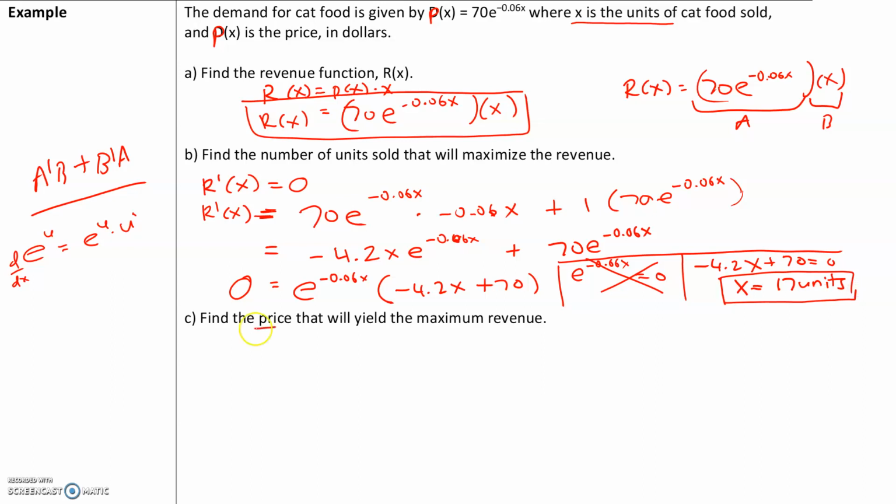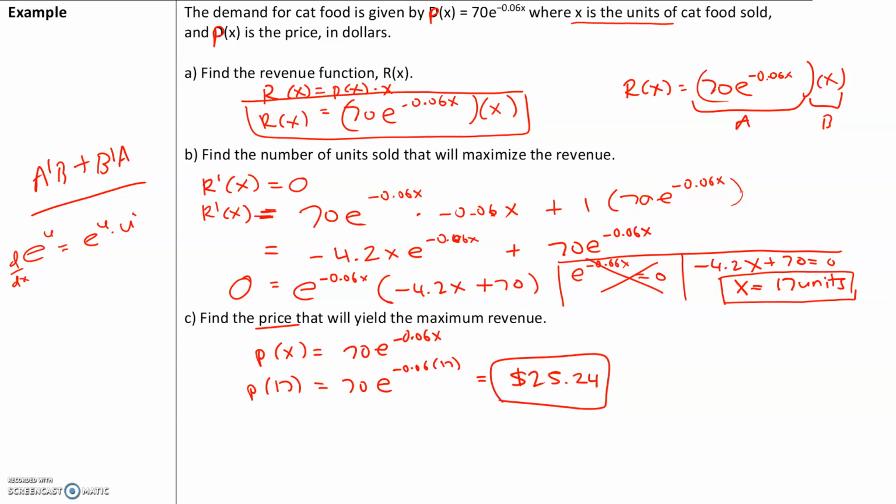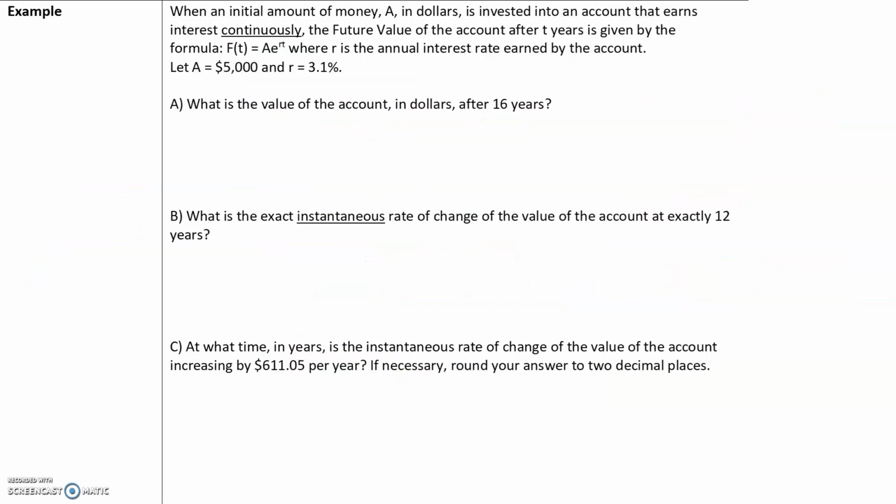Now we got to find the price. So the price is going to be this function. P of x, our price function, is 70 e to the negative 0.06x, where x is the quantity sold. So the price when 17 units are sold is equal to 70 times e to the negative 0.06 times 17. You can just put all of this into Desmos or a calculator, and we're going to get that the price that's going to maximize revenue is $25.24. Okay, and last example we'll do in class.